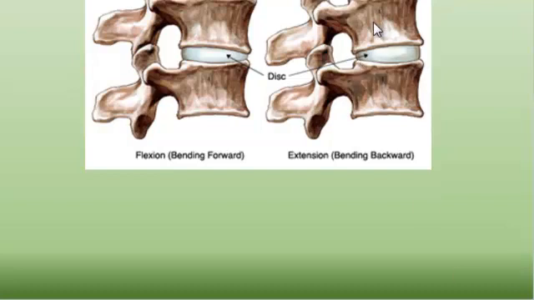With extension, so this is extension of the spine, that foramen is going to be smaller, and with flexion, it's going to be greater. Also note that there is compression on the posterior aspect of the disc with extension, and there's compression on the anterior aspect of the disc with flexion.